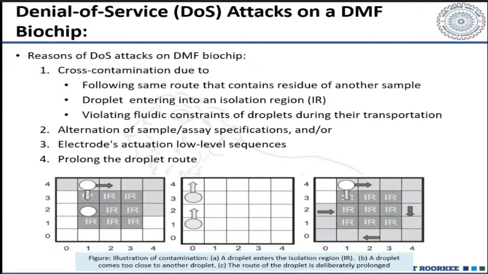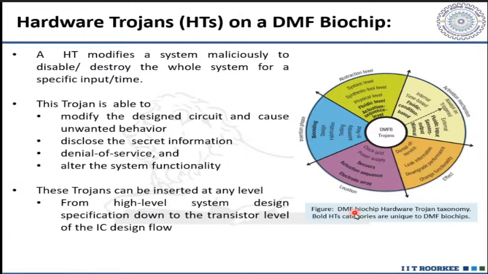And the other two are electrode actuation low-level sequences. This is another one, and prolonging the droplet route. So the droplet route can be prolonged. It is rotating for a longer time; although it can reach from this location to this location directly, it is prolonged to reach by this way. If the actuation sequence is changed in such a way, this is called a denial of service attack for the digital microfluidic biochip. Similarly, the hardware Trojans on the digital microfluidic biochip I discussed already.